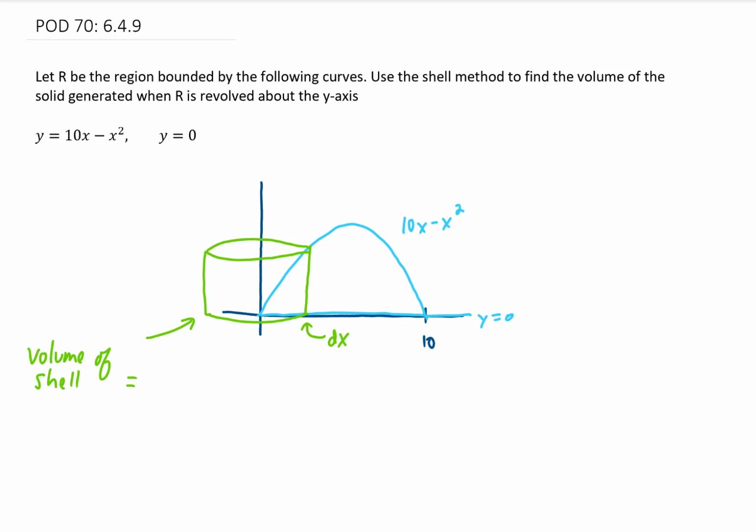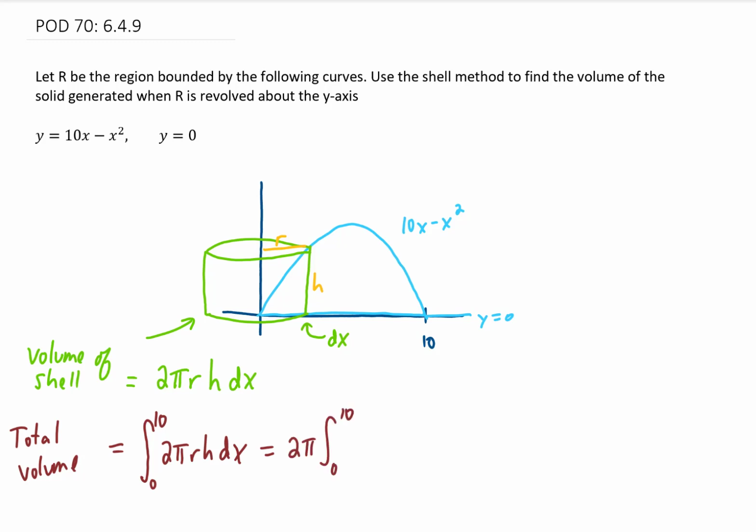So the volume of the shell is going to be 2 pi r, which you might remember as the circumference of a circle, times the height of this thing, then times the thickness dx. The total volume is the sum of the volumes of all of these little shells. To find that sum, we integrate. We're going to integrate from x equals 0 to x equals 10, with respect to x, so we want all x's in this integrand.